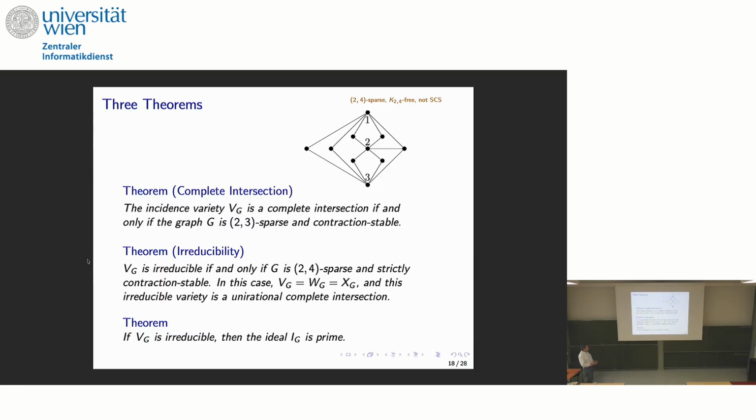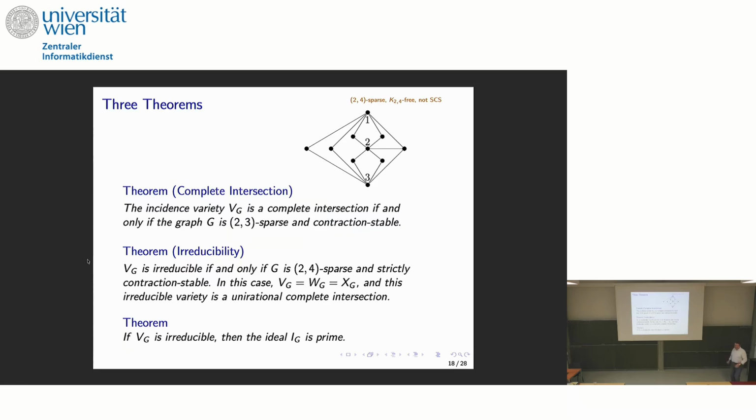Then there's another theorem that says the variety is irreducible if and only if the graph is (2,4)-sparse. That was another one of those conditions. And it's strictly contraction stable. In this case, VG is equal to WG. That's the component, the piece that Donnie likes. And this irreducible variety is a unirational complete intersection. So in this case, all of these pieces are actually unirational, not obvious. This one I like a lot.